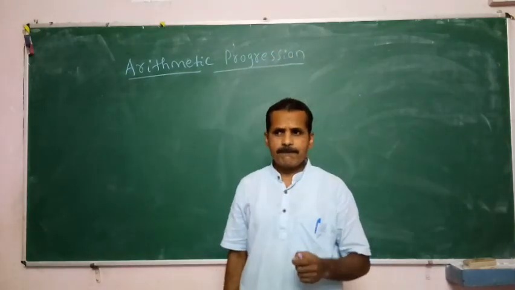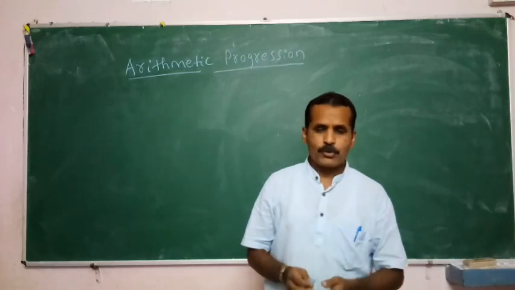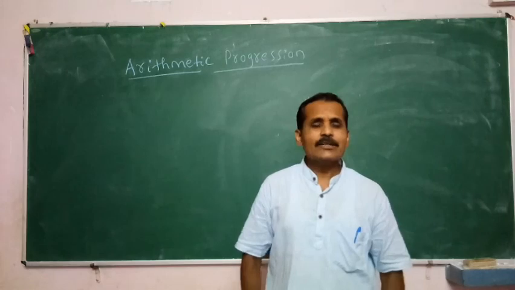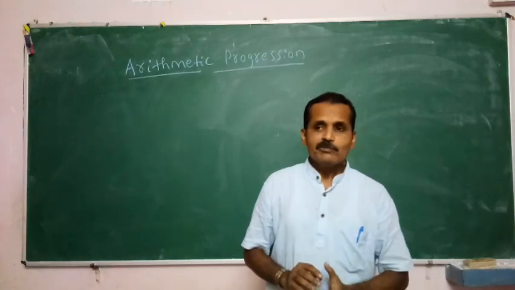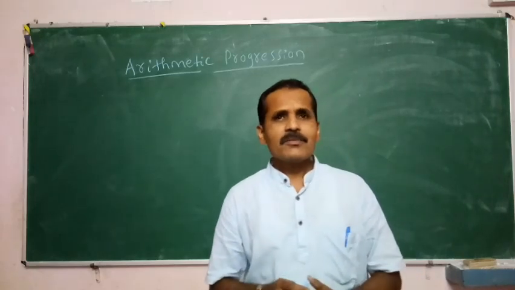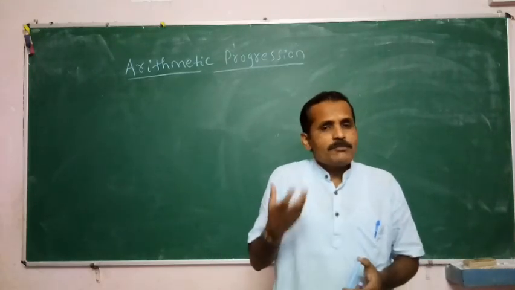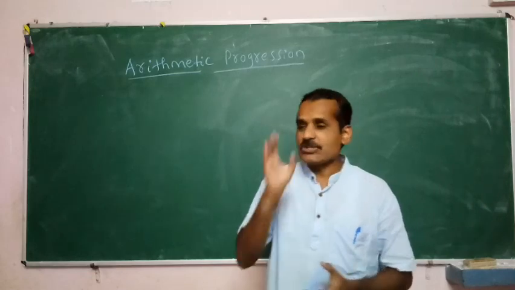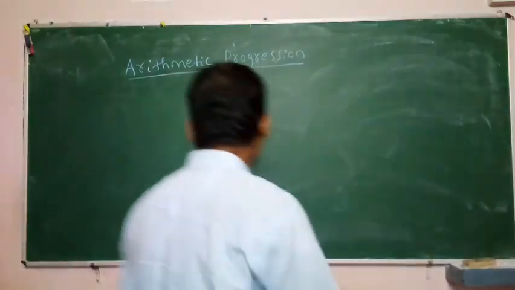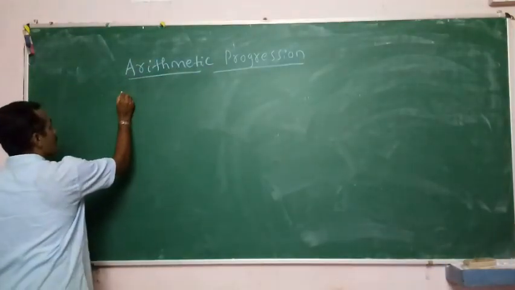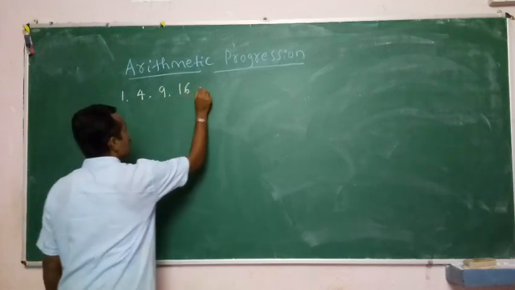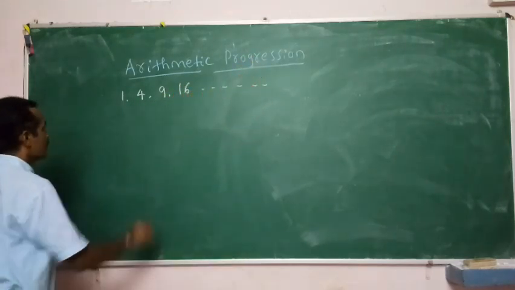Before I start the chapter arithmetic progression, let me give you some sets of numbers. You observe these numbers and you have to tell me on what basis these numbers are arranged. The numbers are, let me take 1, 4, 9, 16, dash dash dash.